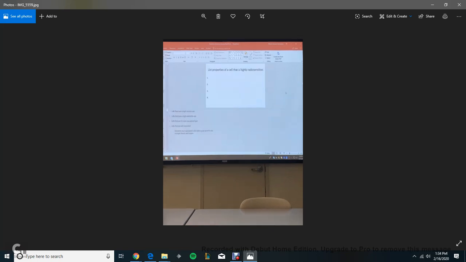List properties of a cell that are highly radiosensitive. Cells that have a high division rate, cells that have a high metabolic rate, cells that are non-specialized, cells that are well nourished. Immature, non-specialized cells with a great growth rate, younger tissues and organs.